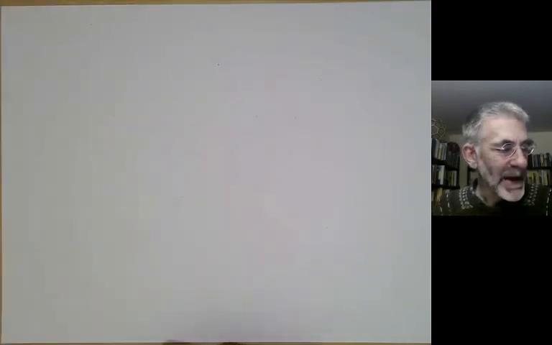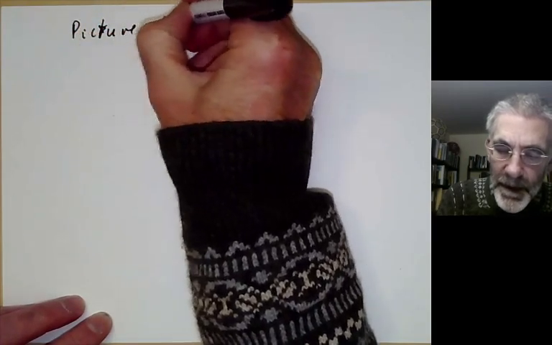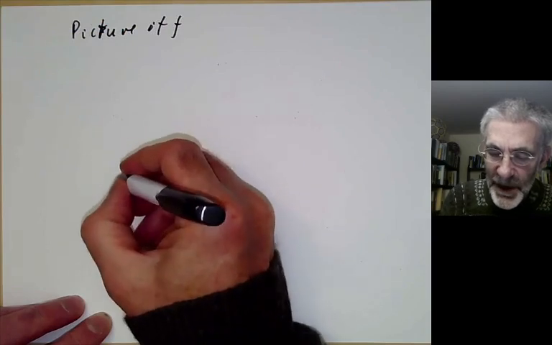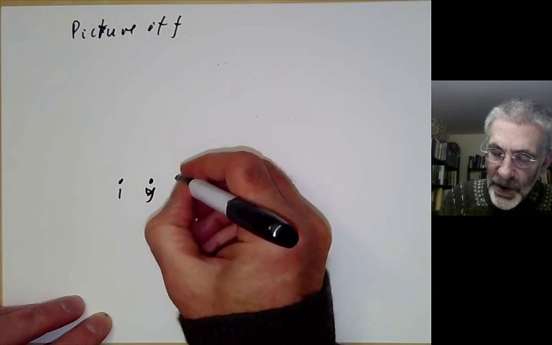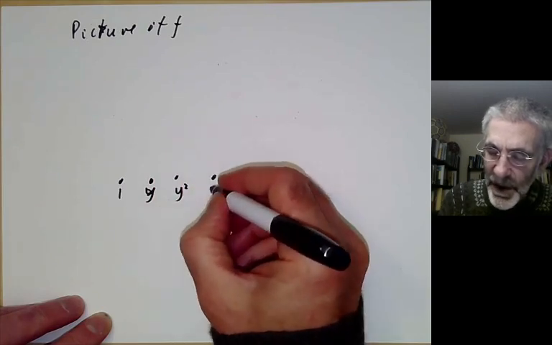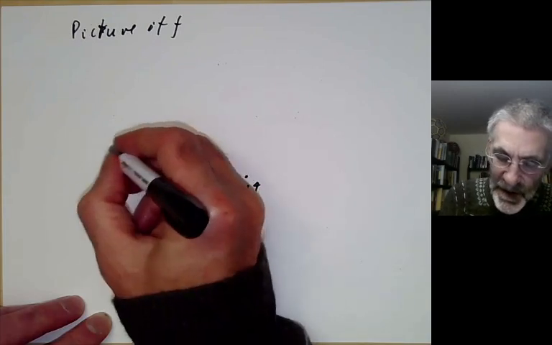So in order to see how to do that, let's draw a picture of f. So we've got a power series here, and what we're going to do is we're going to have monomials. I'm going to put y on the x-axis and x on the y-axis for no particularly good reason.